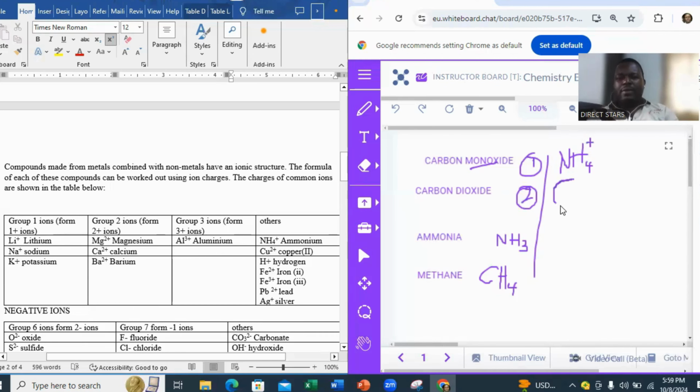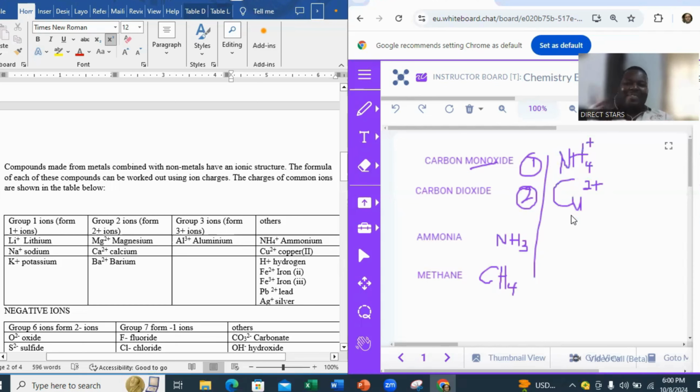We have copper. Copper is a metal, like we know, but it's a transition metal. These are metals you find in between group 2 and group 3 on your periodic table. They have variable oxidation states. We have copper 1, copper 2, iron 2, iron 3, as you can see on the left side of the screen. We also have lead 2, and silver. So you have to familiarize yourself with the charges of these ions if you want to be good at writing the formula of a compound.